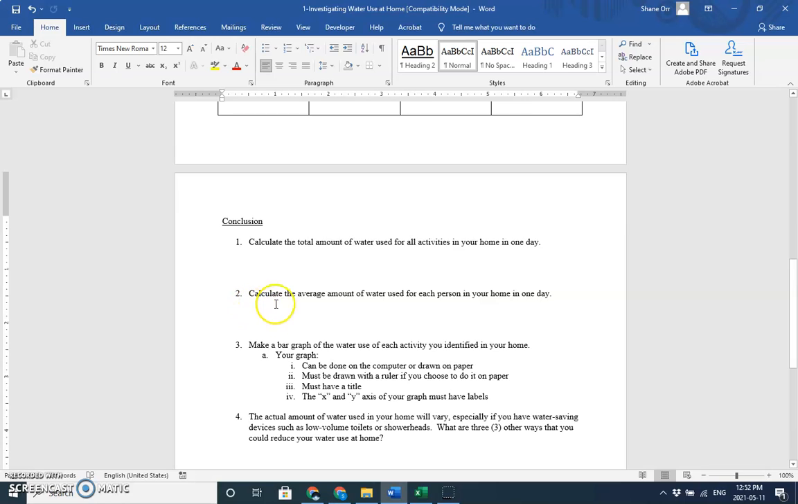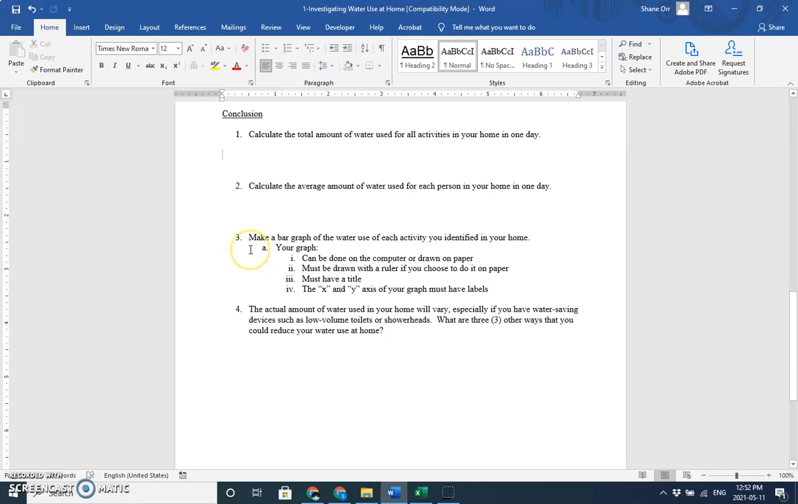Number 2 says calculate the average amount of water used for each person in your home in one day. And so all you're going to do for that, for number 2, is take the total amount of water used for all activities here and divide it by how many people live in your house. So for example, in my home, we have 7 people that live in our house. And so if the number here is 10,000 liters, let's say, then I would go 10,000 liters divided by 7 to get my answer for number 2.